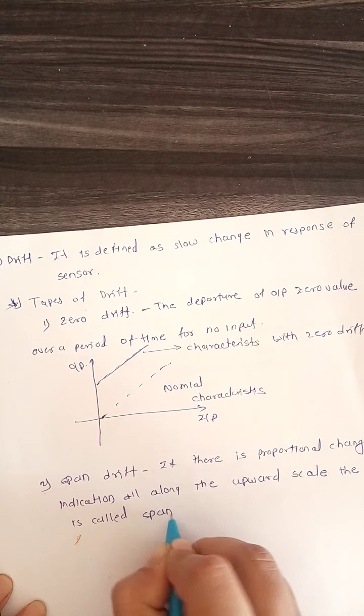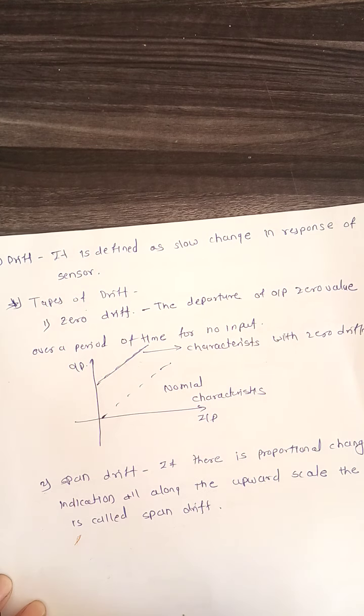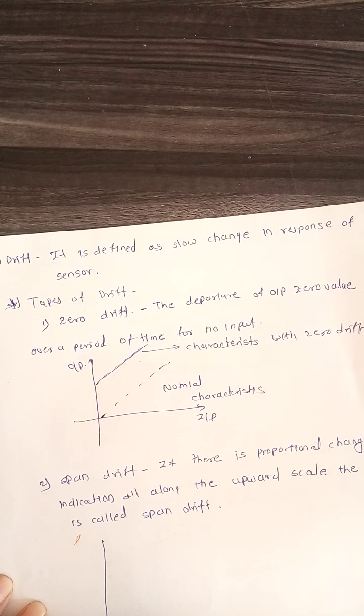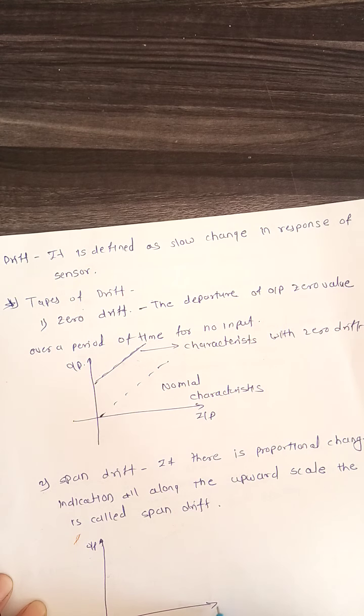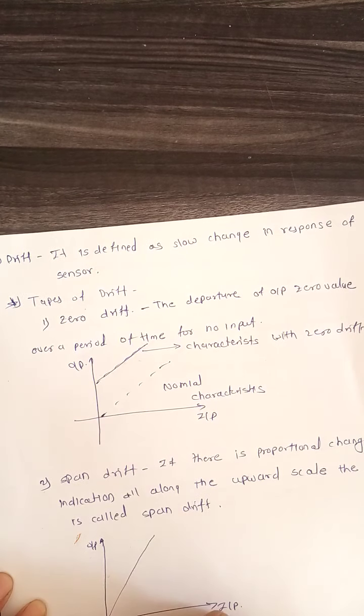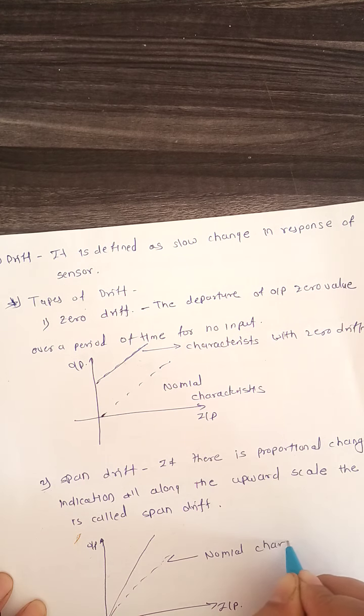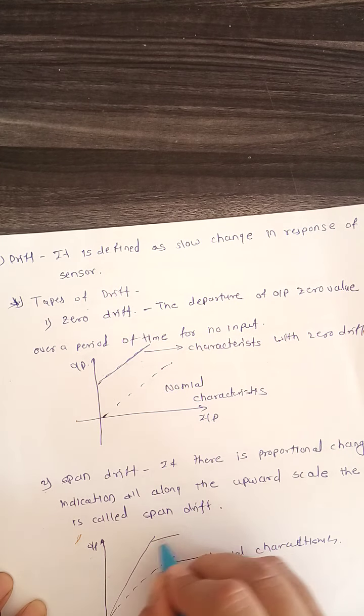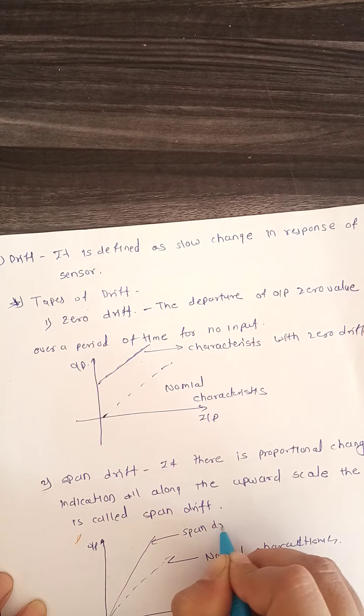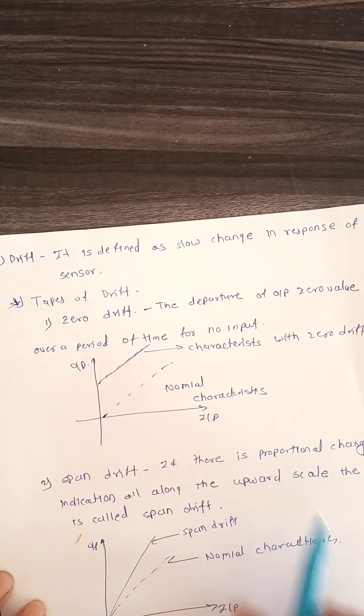Suppose this is the output and this is the input. This is the nominal characteristics, and this is called the span drift. What is the span drift? If there is a proportional change in indication along the upward scale, the drift is called the span drift.